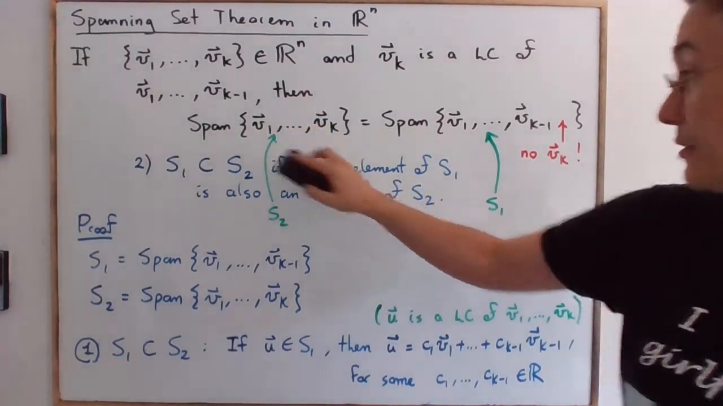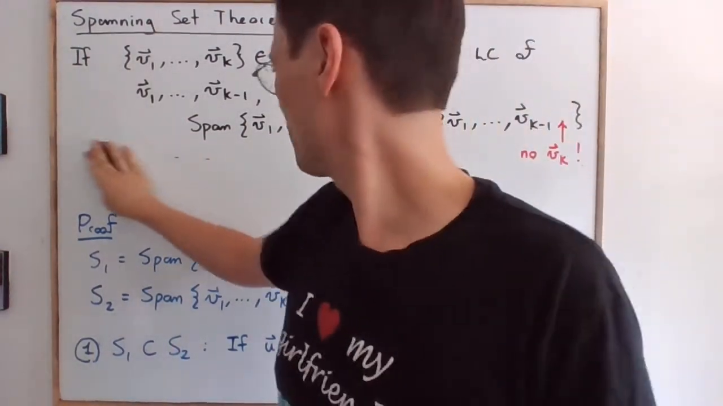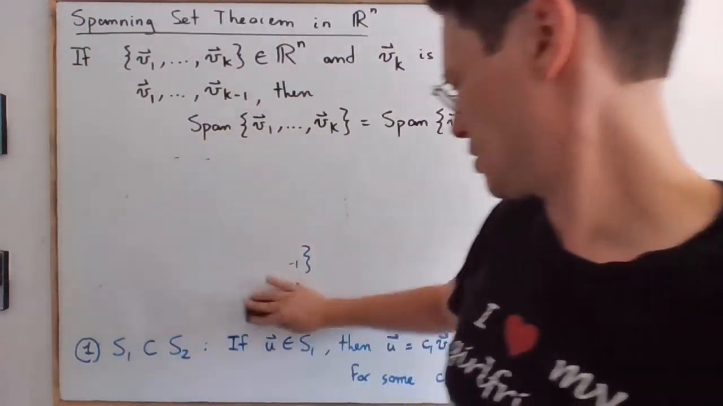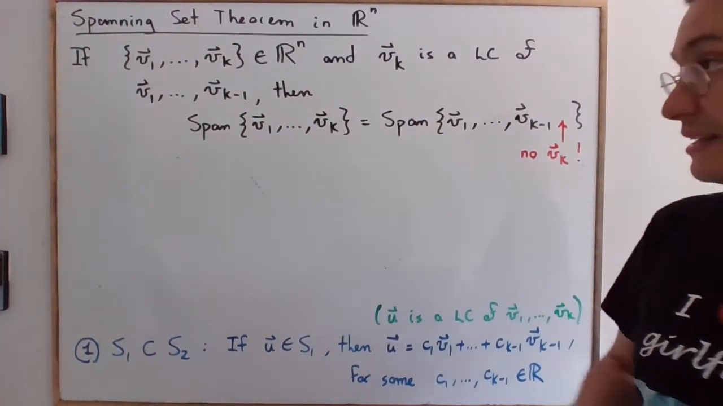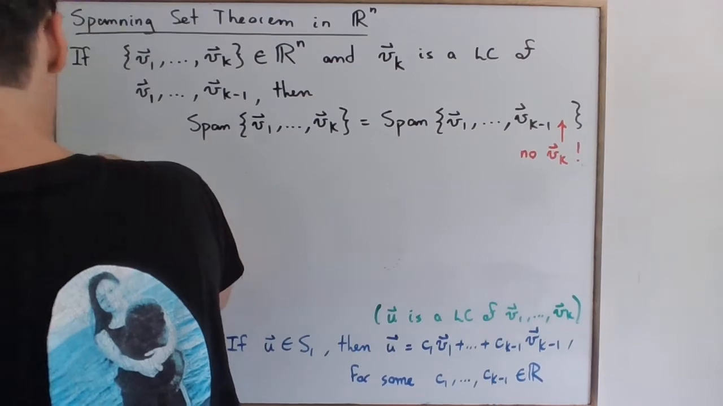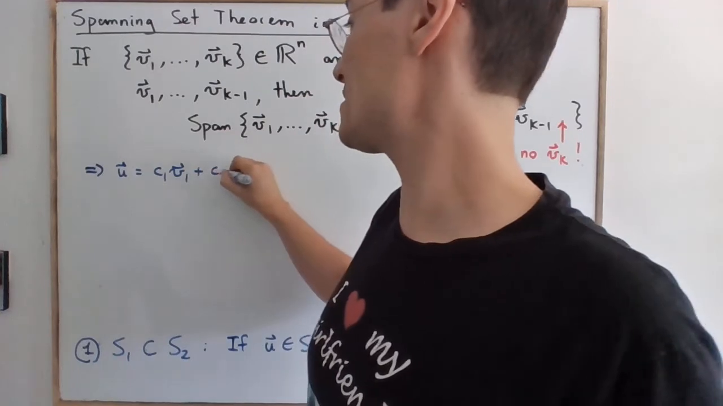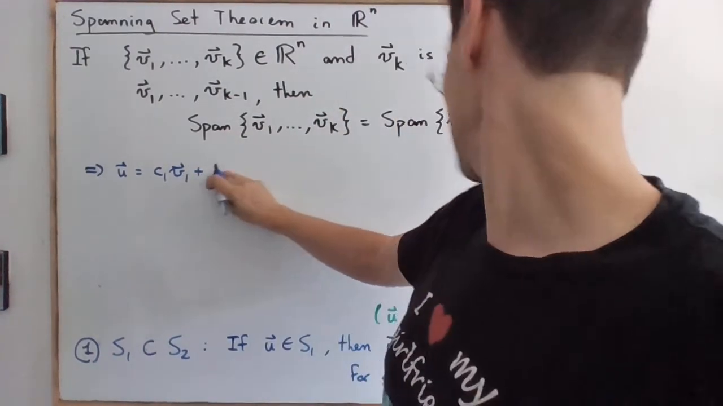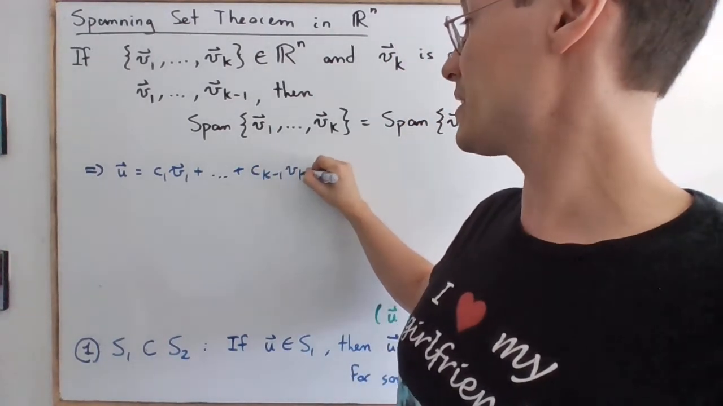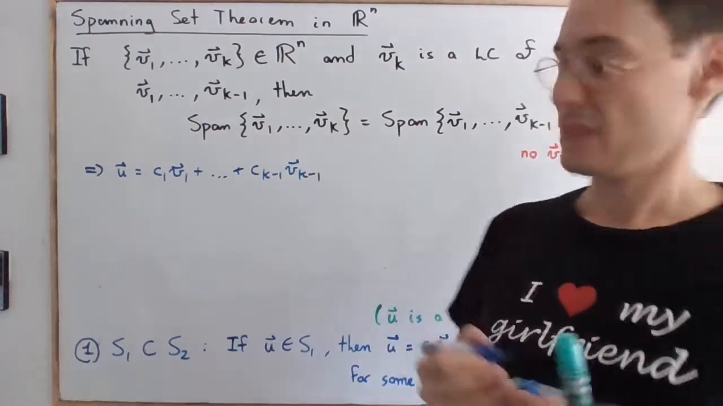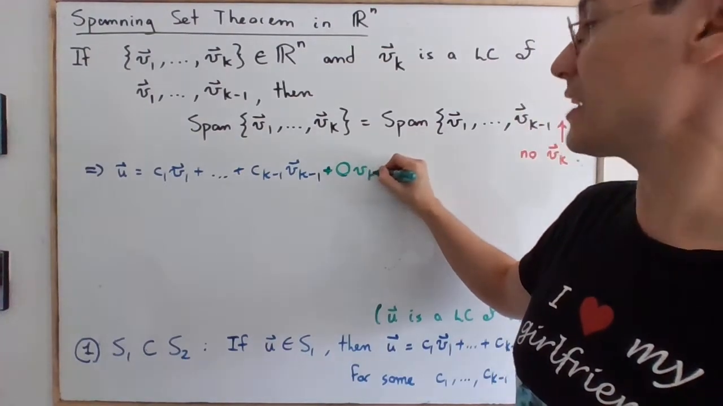All right, now I'm going to erase this. Then it means that u is actually equal to c1 v1 plus c2 v2, or actually let's just put all the dotted lines already, plus ck minus 1 vk minus 1. And now here's the magic trick. I'm going to add in 0 vk.